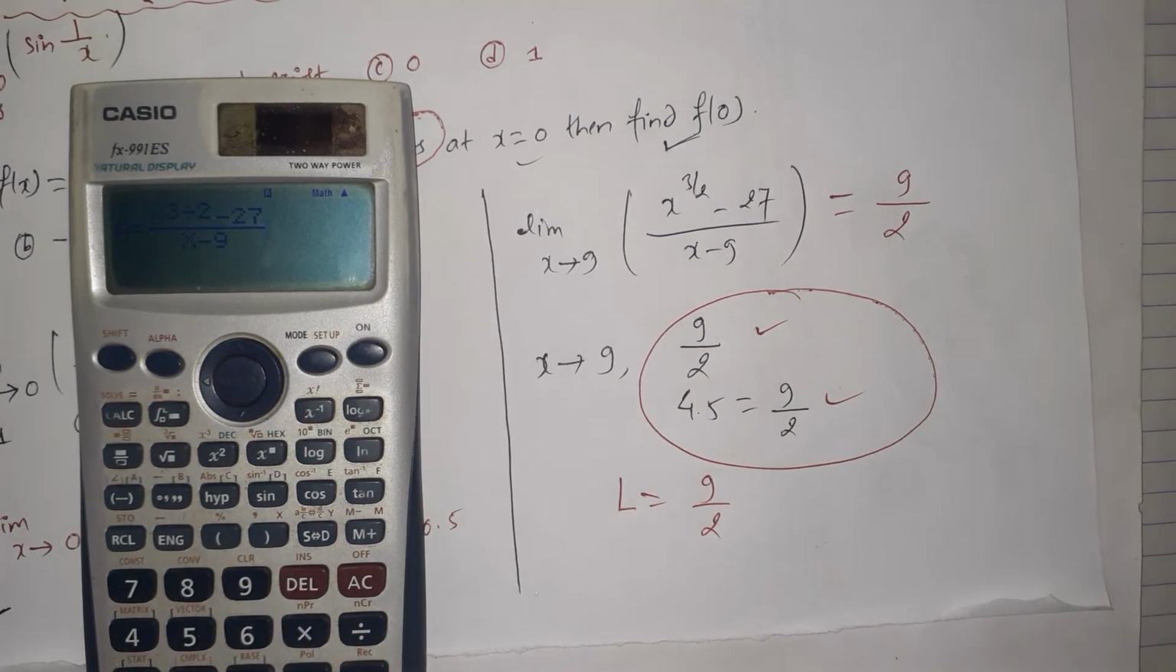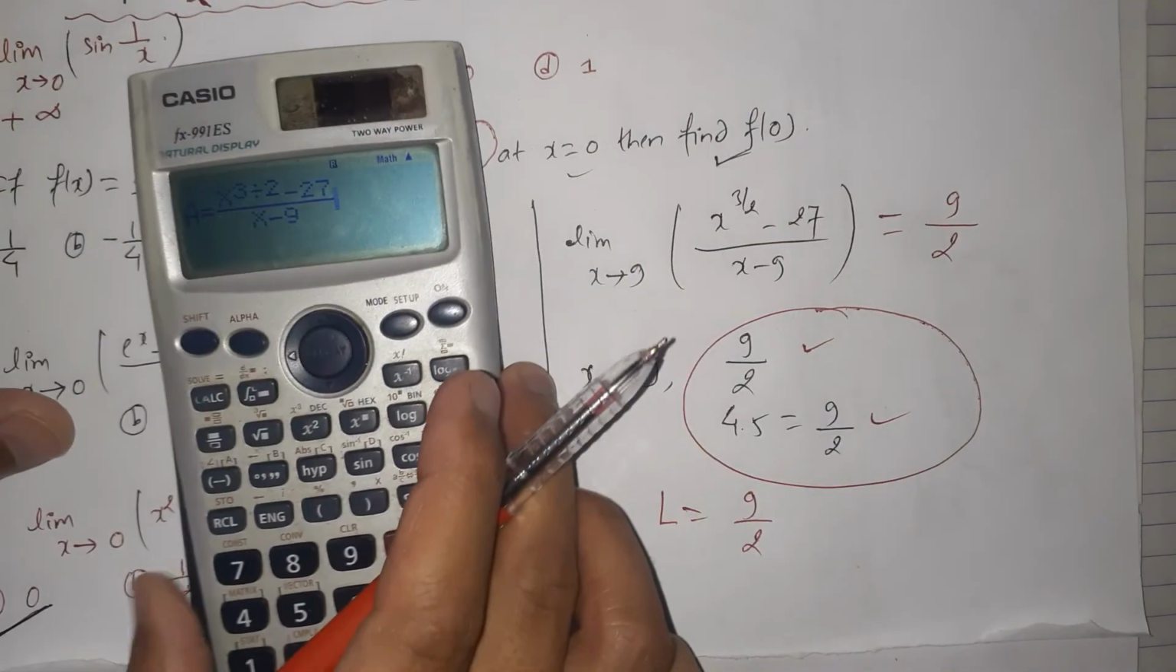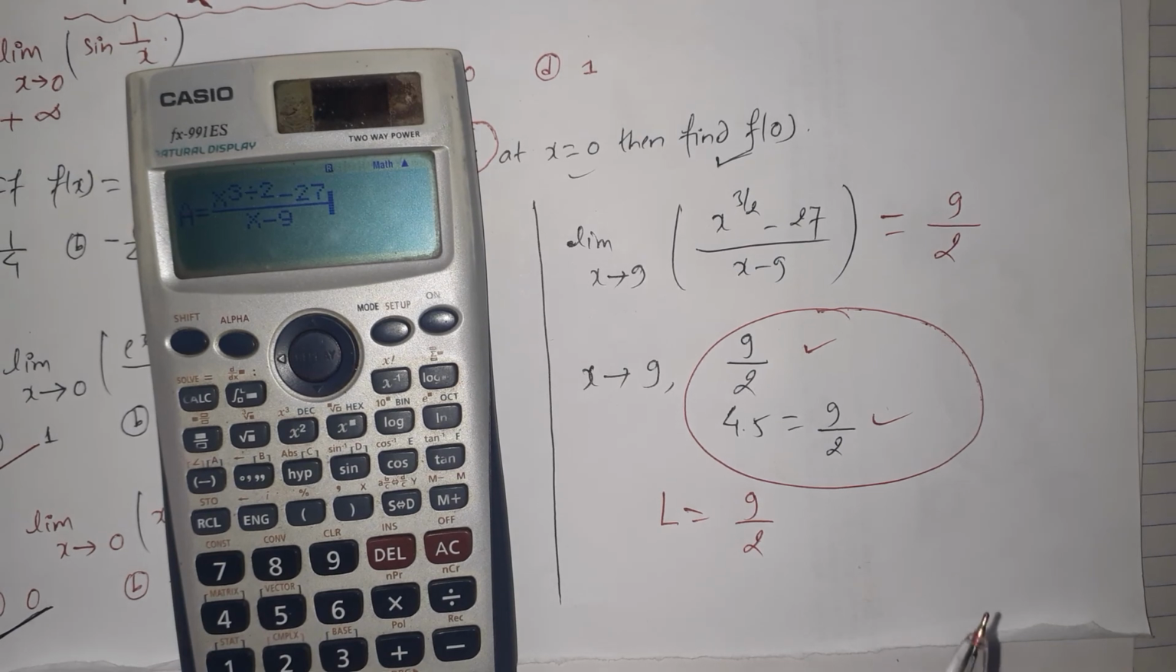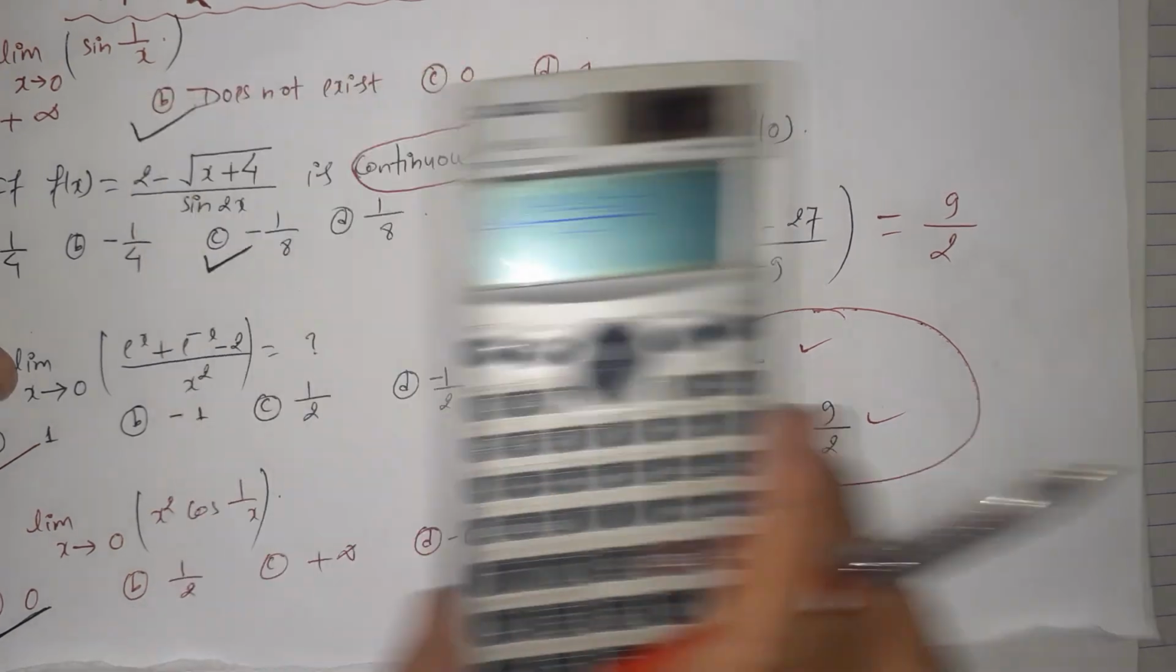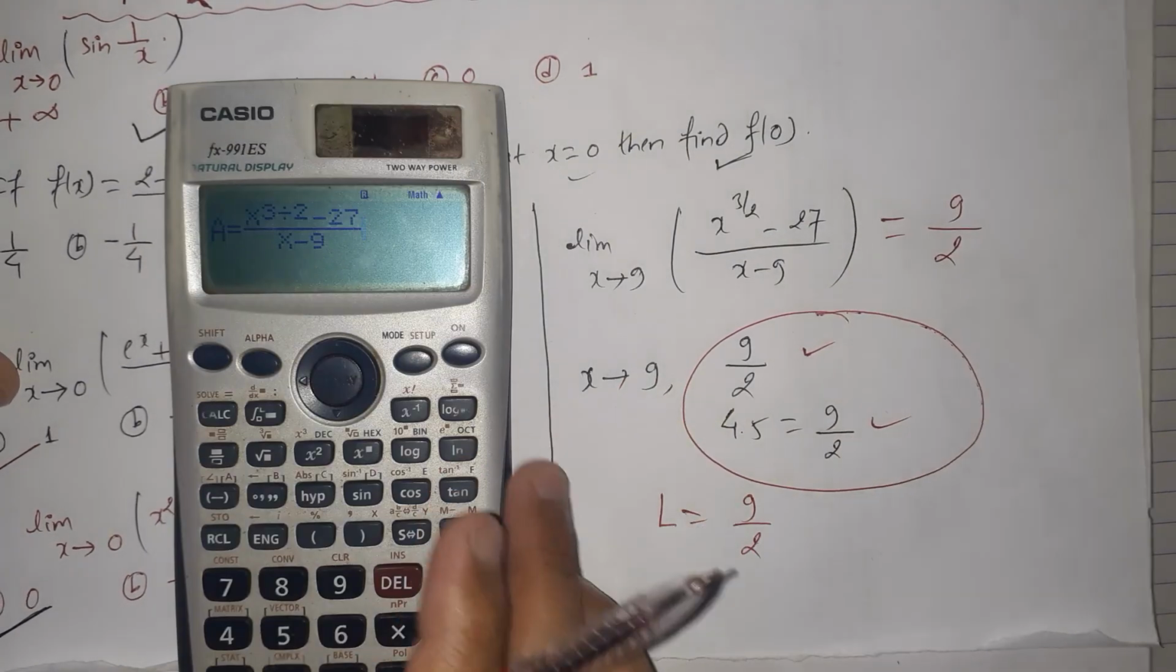Here we use the calculator, and this method is the shortest method to calculate the limiting value of any function. Within 10 seconds, we can solve a question by using the calculator.